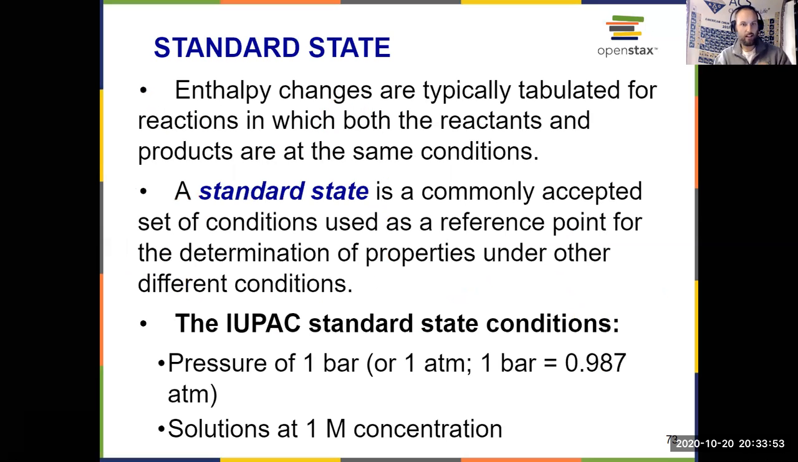That brings us to the idea of standard state. Usually, when we're looking at enthalpy changes, we're thinking about them where reactants and products are under the same conditions. But I want to have a definition of what those conditions are. The standard state is defined, right? It's just a commonly accepted set of conditions that all chemists have come together on to give you a reference point. Those standard state conditions are a pressure of 1 atmosphere, and if it's in a solution, a 1 molar concentration. But notice there's no mention of temperature there. Those are temperature independent.